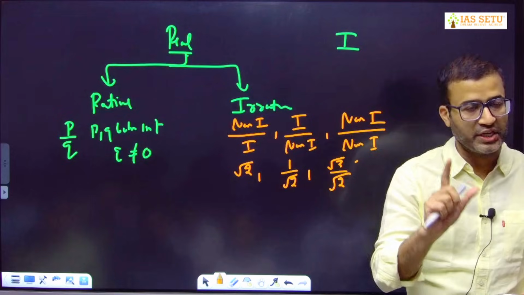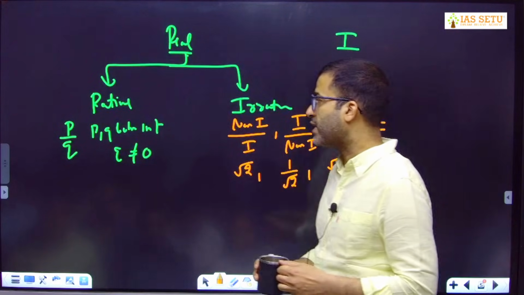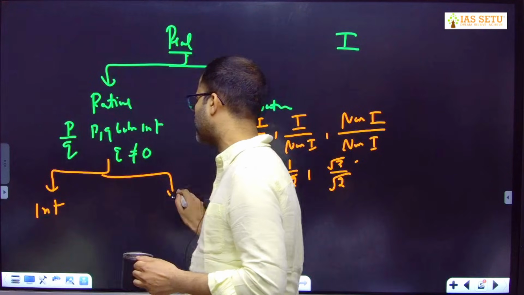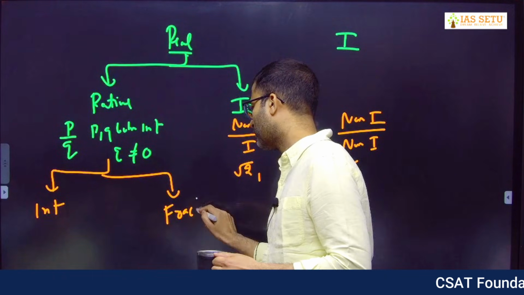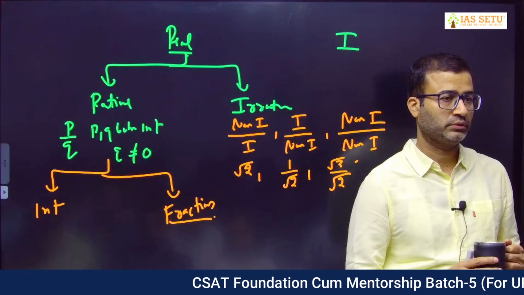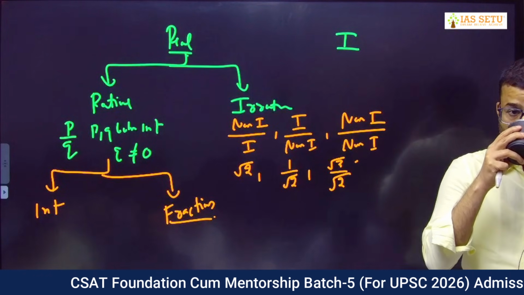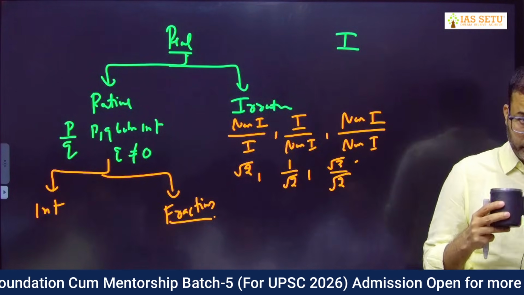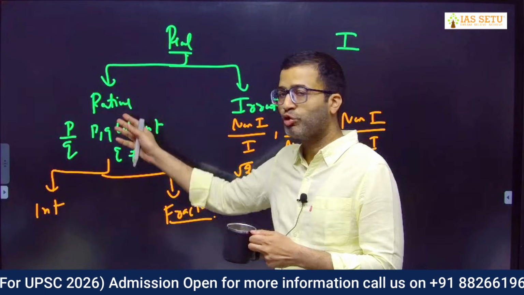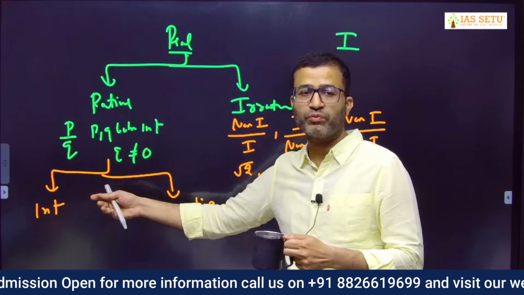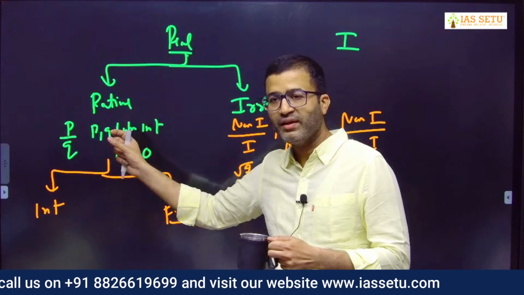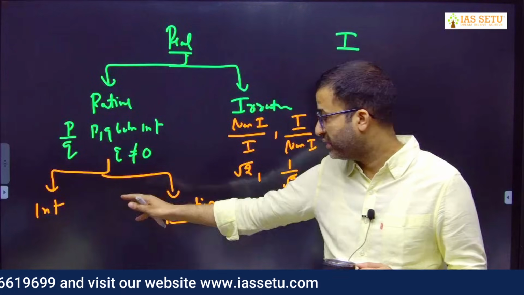Yes or no? Yes. Now rational number we divide in two parts, integers and fractions. Any doubt? Yes, rational has two children, one integer and one fraction.